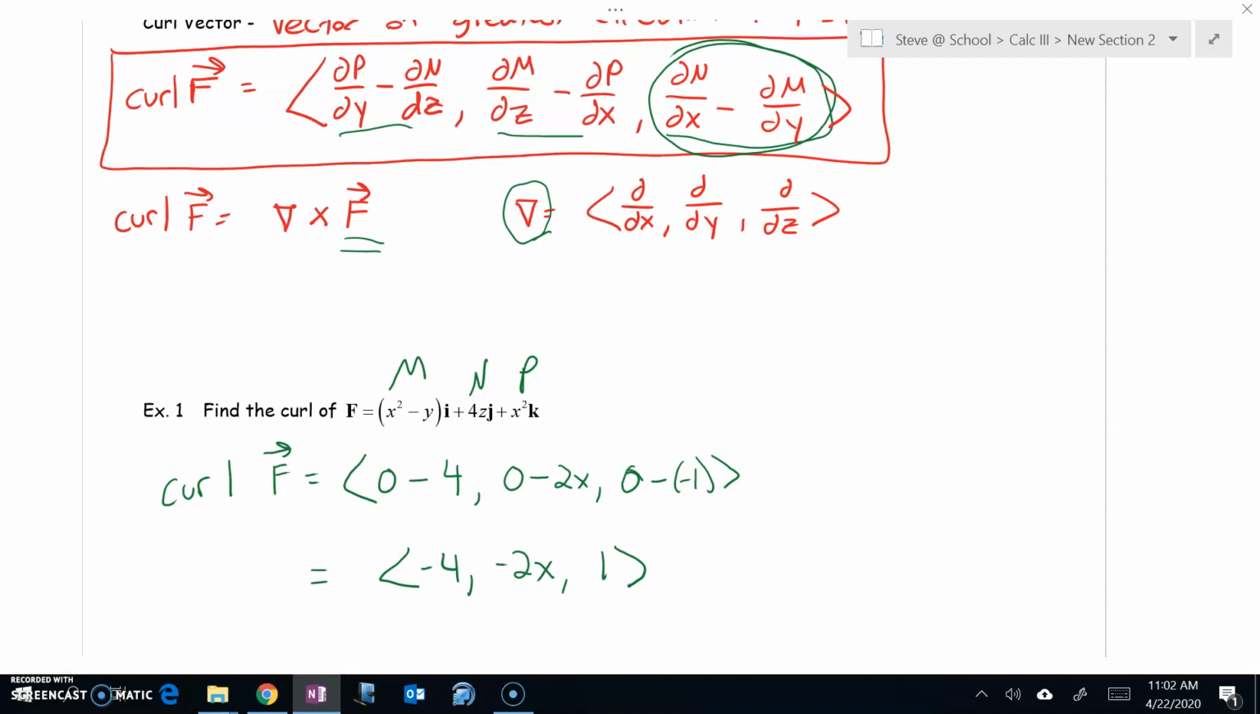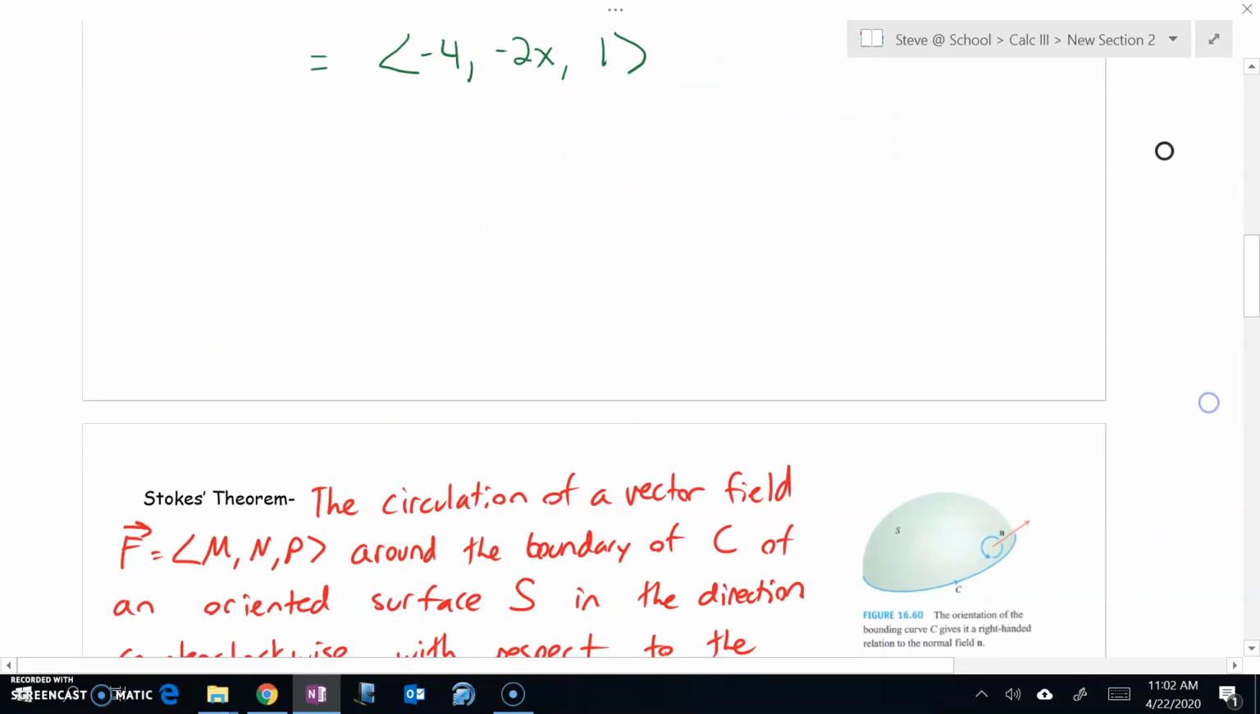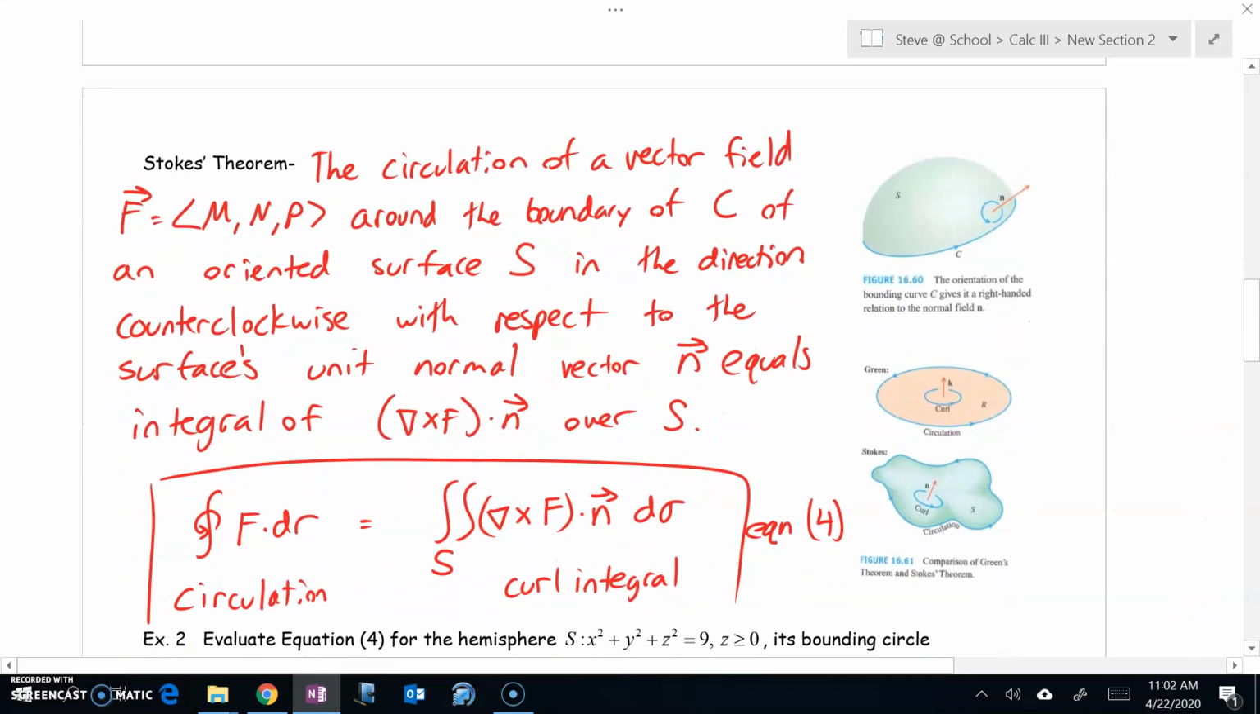Now we're going to talk about what Stokes' theorem is, but again, it's very similar to Green's theorem. It's pretty much Green's theorem in 3D. So again, pause anytime you need to. Here we are. What is Stokes' theorem? Basically, the circulation of a vector field F, given that F is M, N, and P, around the boundary curve C of an oriented surface S, in the counterclockwise direction with respect to the surface's unit normal vector N, equals the integral of the curl dotted with N.